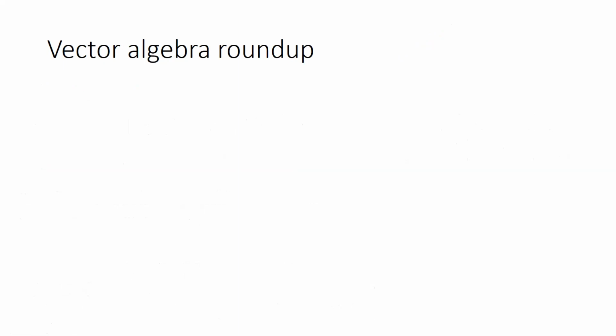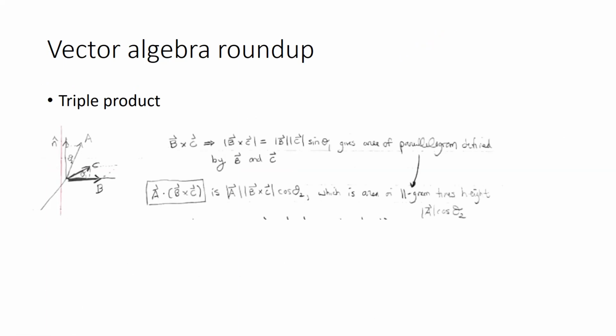Okay, just a little bit more of vector algebra roundup. There's something called the triple product, which combines the cross product and the dot product. So this is a triple of vectors, A, B, and C, drawn at angles to each other. The angle between B and C here is theta 1. The angle between the vertical direction and A is theta 2.